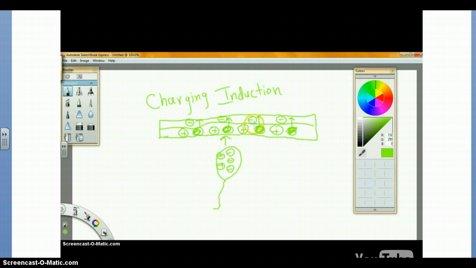Eventually what will happen is these electrons will move back down, because one of these electrons will give off to the air and get back to balance, and when these electrons move back down, the balloon will fall to the ground. So hopefully that helps you understand a little bit more about charging by contact and charging by induction. We're going to do these in class tomorrow, so you guys will get a first-hand experience with it.